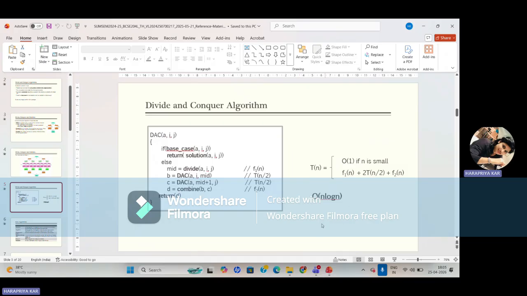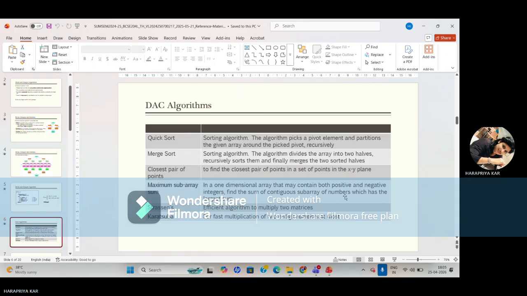Now I will briefly show you how the divide and conquer algorithm works over particular examples. The first example is quick sort. Quick sort is a sorting algorithm. The algorithm picks a pivot element and partitions the given array around the picked pivot recursively. Pivot means it has to choose one pivot element in the sorting.